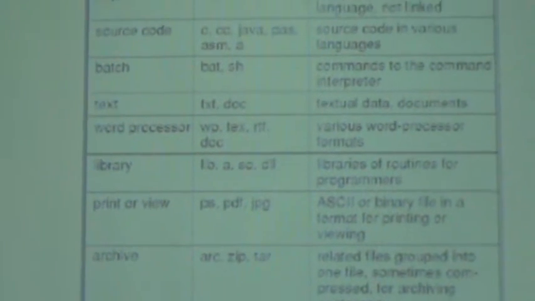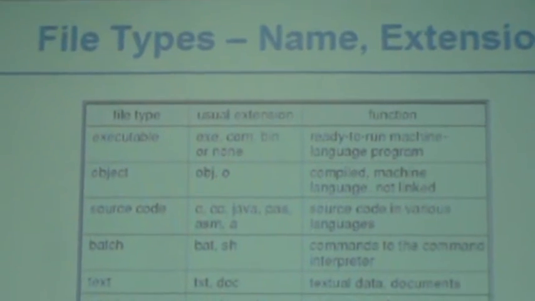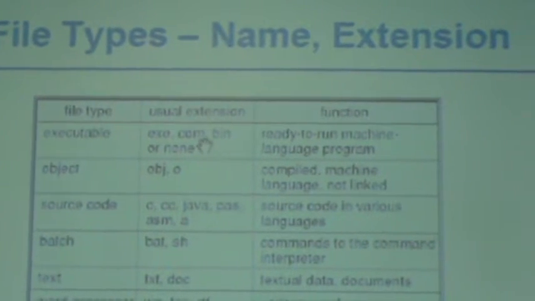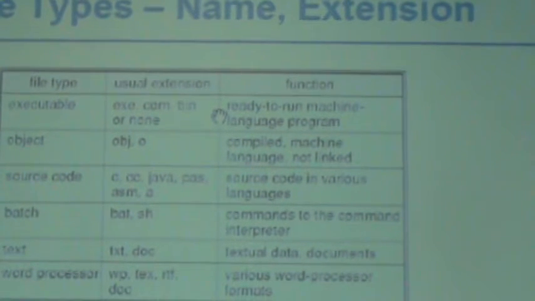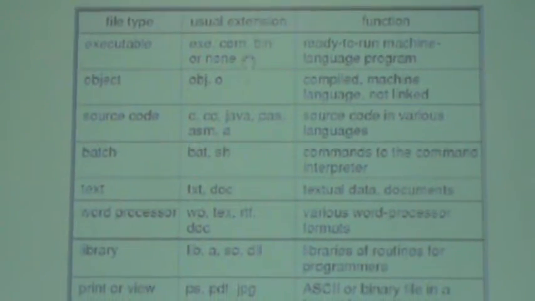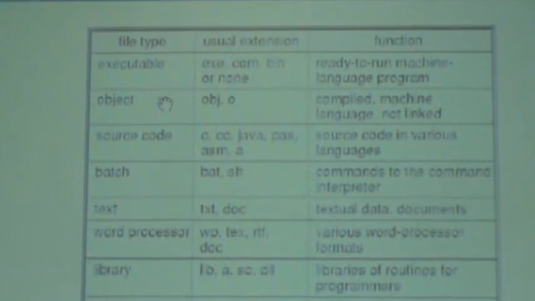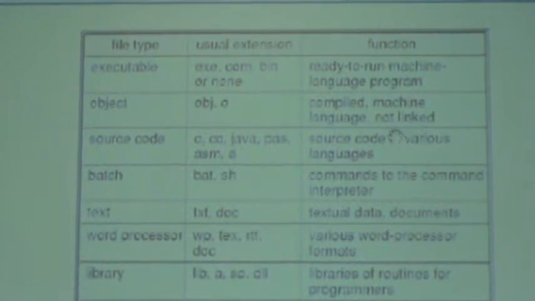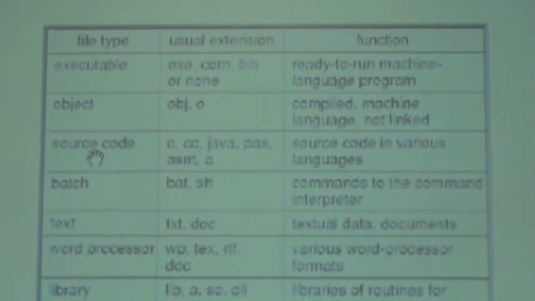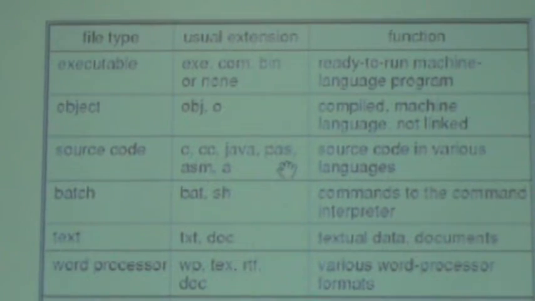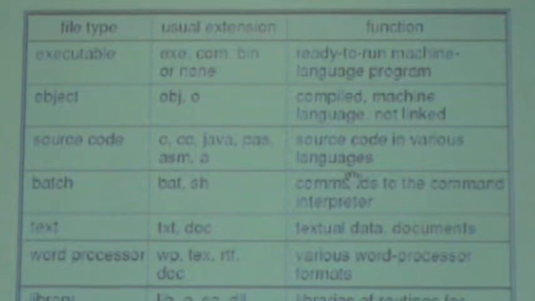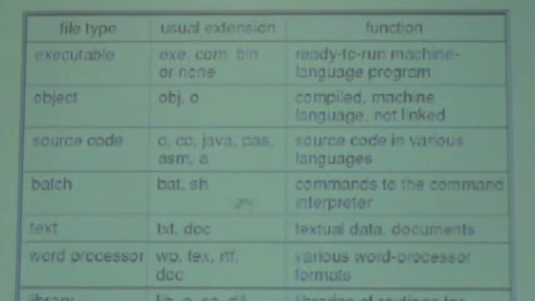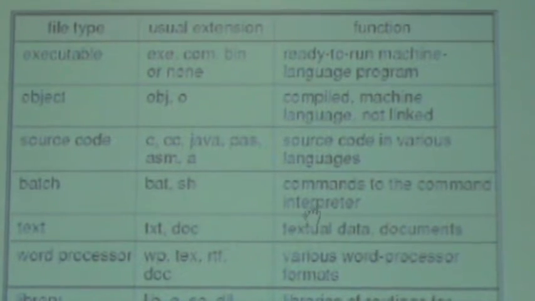This is file types. Here we talk about the executable, like exe, com, bin, or maybe on Mac OS it is dmg. An object file extension is obj. It's a compiled language. Source code, like C and Java, has its source code in different languages. The batch file extension BAT is a command, so you can also run it.